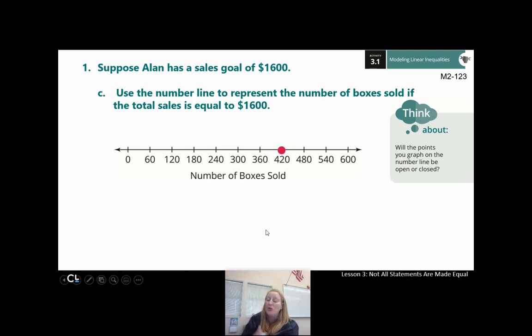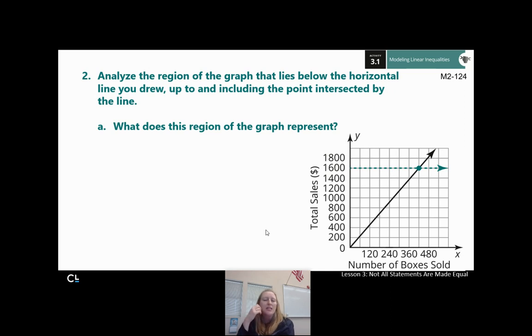Great. So this is all fine and good when things are equal to, but let's take this to the next level, because this isn't about equations. This is about inequalities. So take a look. I would like you to analyze the region of the graph that lies below the horizontal line. So here's my horizontal line. I'd like you to take a look at this region below it. What does that region represent? Go ahead and hit pause, jot down your thoughts, and then hit play when you're ready to continue the discussion.